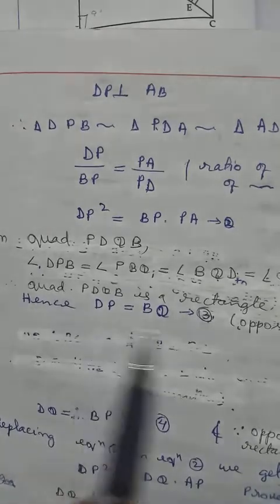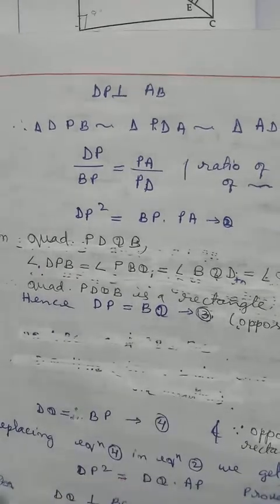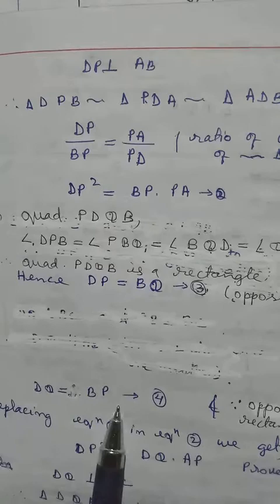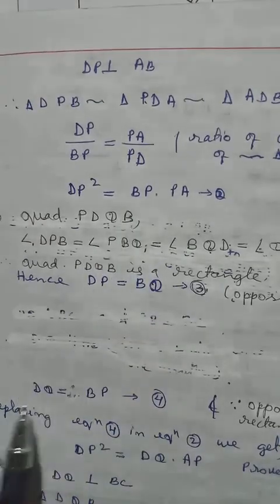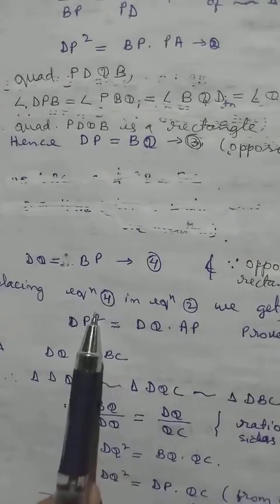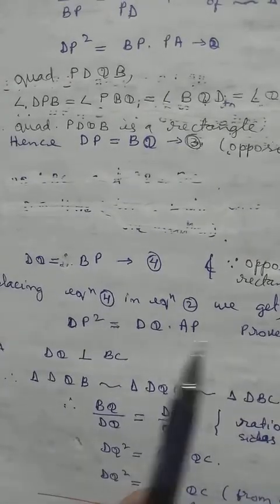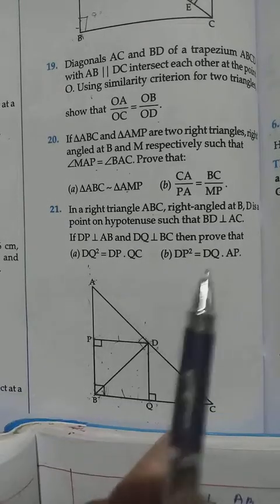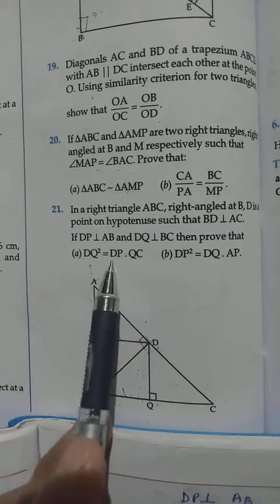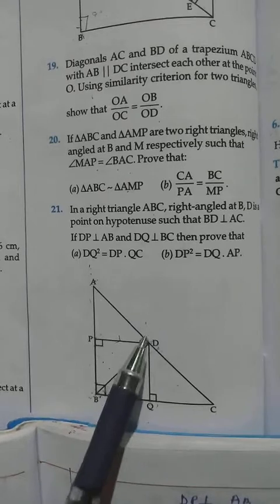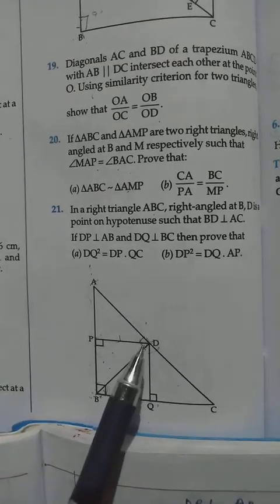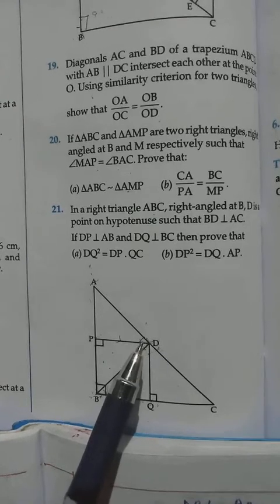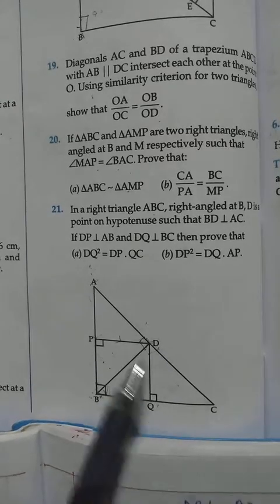So that's why DP is equal to BQ and DQ is equal to BP. So now here in place of BP, we can replace it with DQ. So it becomes DP square equal DQ into AP. Okay, which the question wants. Next we'll check for this one. So we will take DQ perpendicular to BC. So by right triangle similarity, we have these two.